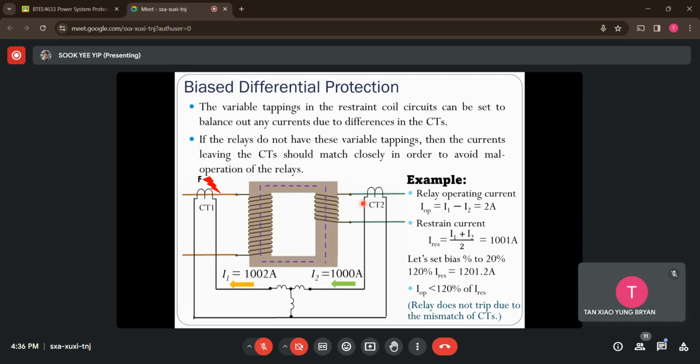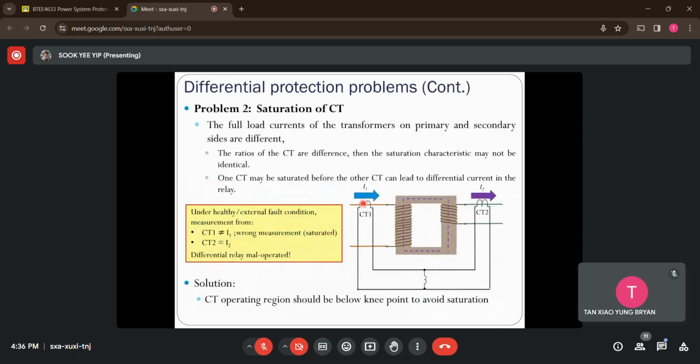Okay, so now let's move on to see another problem we have. Another problem that might also cause the differential relay to be unable to work properly is the saturation of the current transformer. So again, the problem comes from these two components. Whenever the full load currents of the transformer at both sides are different, the current transformer ratios at both sides will differ, and hence it will also cause the saturation characteristics to differ as well.